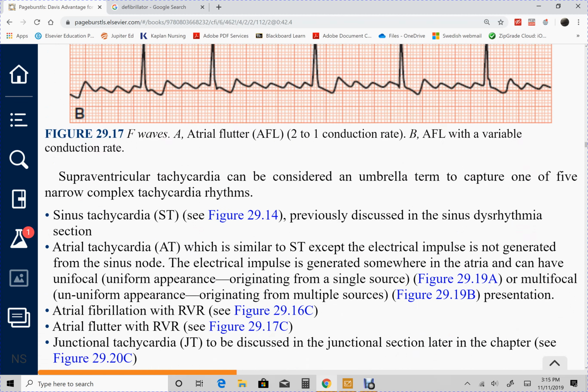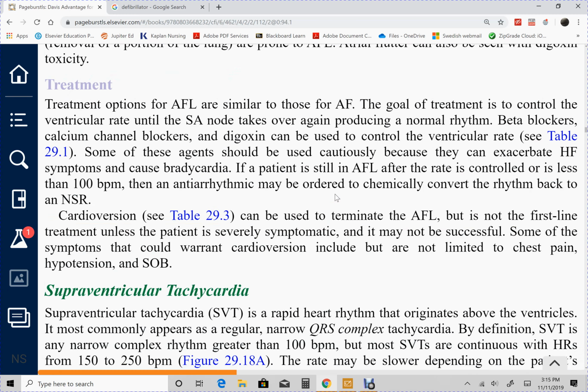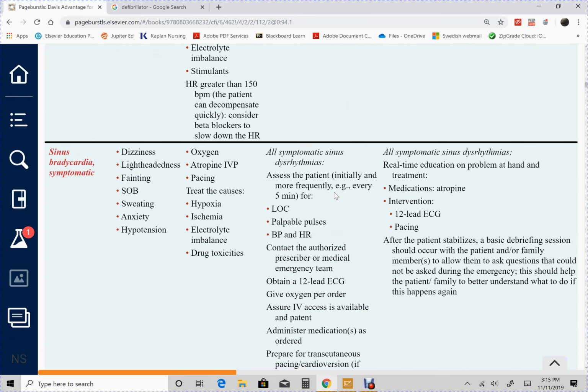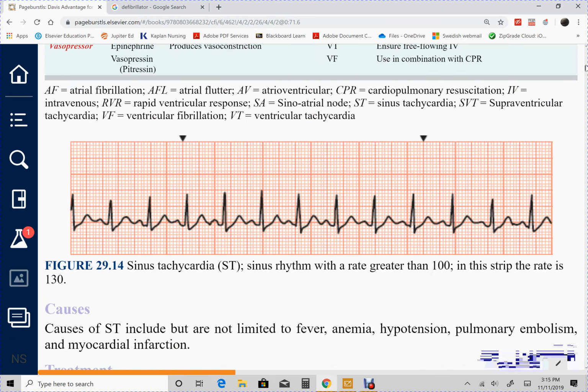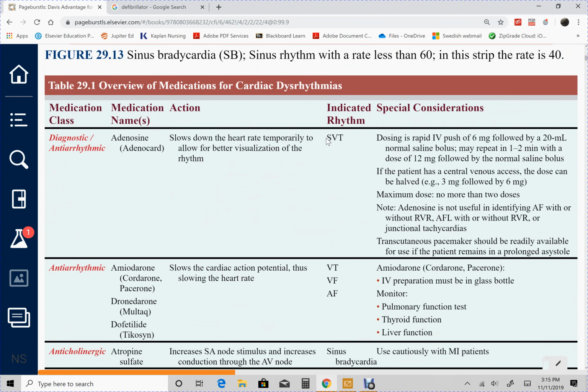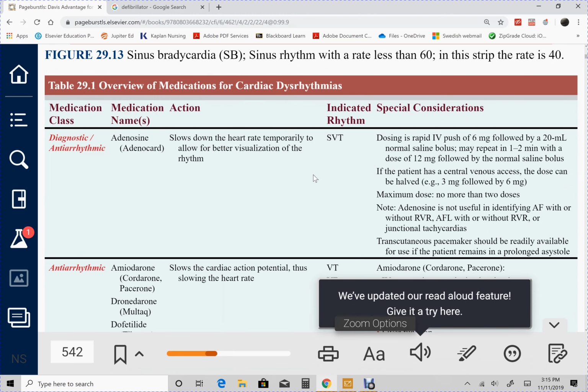Let's go back to, where are we now? Okay, 548. Let me point you back to the drug chart, table 29-1. Okay, so here is SVT. This is the drug of choice. This is the first line treatment for SVT, not cardioversion. Reason is it's readily available and most patients respond quickly.